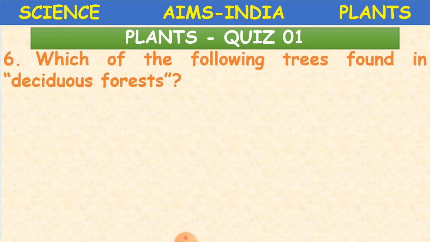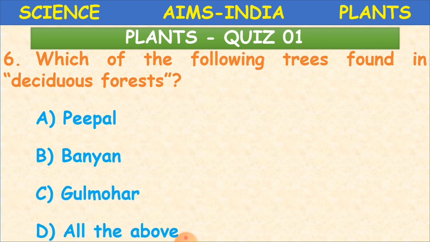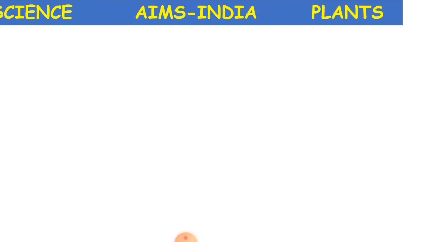Which of the following trees are found in deciduous forests? You have to name the tree which is found in a deciduous forest. Peepal, banyan, gulmohar, or all the above. Which type of tree do you find in a deciduous forest? The answer is all the above. We find peepal, banyan and gulmohar. Okay children?